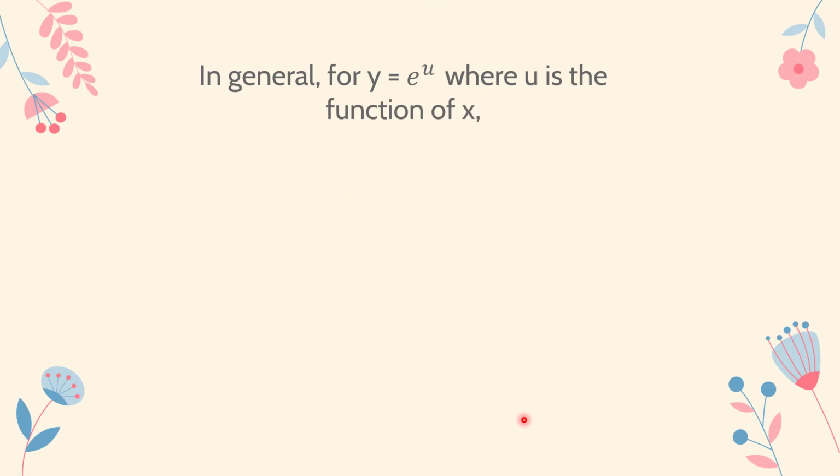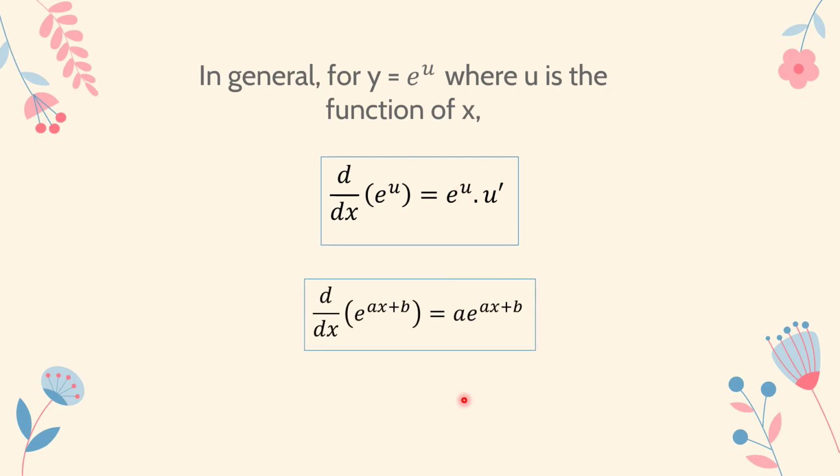In general, when you have y equals e to the power of u, where u is a function of x, then the derivative of e to the power of u is e to the power of u. Here we differentiate the e, and after that we multiply it by u prime, which is the derivative of u. For example, if u is ax plus b, we will have e to the power of ax plus b multiplied by a, which is the derivative of ax plus b.